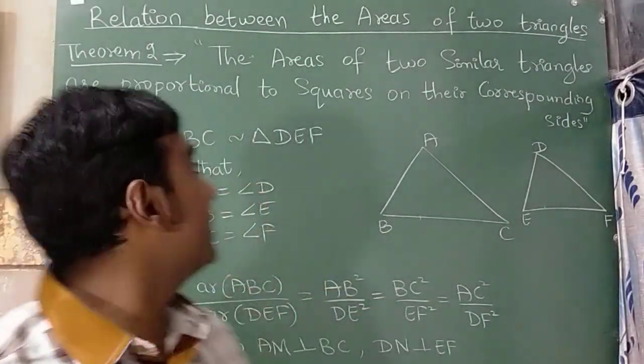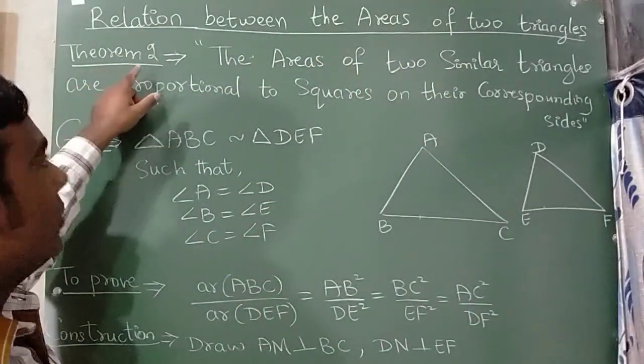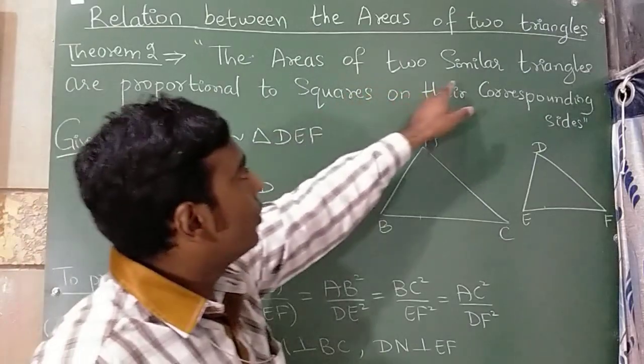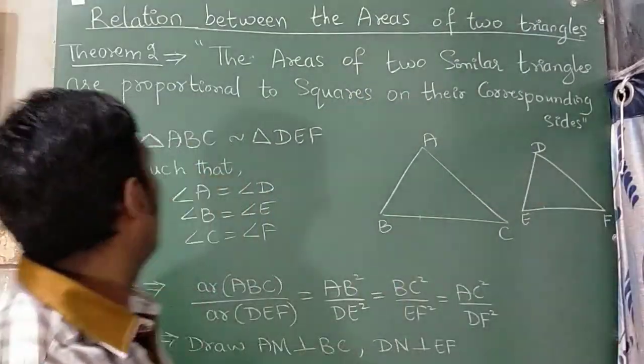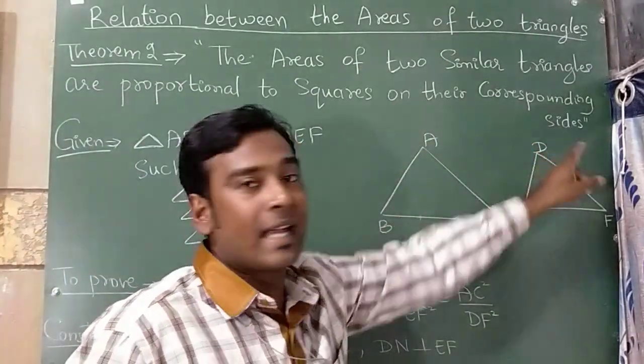Today I am going to teach the relation between the areas of two triangles. So, Theorem 2: the areas of two similar triangles are proportional to the squares on their corresponding sides.